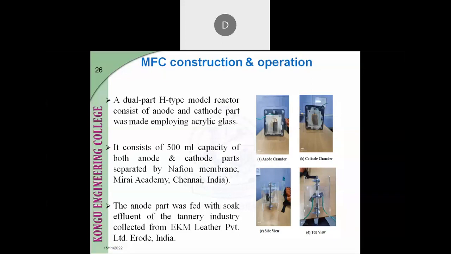As I already told, the mechanism behind the microbial fuel cell is that the microorganisms present in the electrolyte, where we normally use cannery effluent, transform the substrates into bioelectricity in a bioelectrochemical mechanism. Normally we call this equipment the MFC, microbial fuel cell.